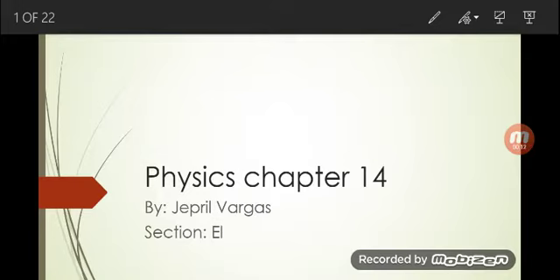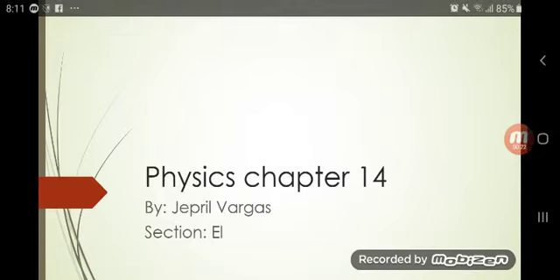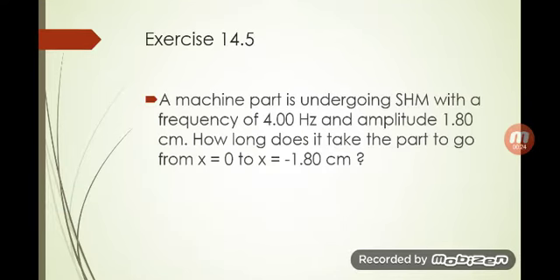Physics, which is periodic motion. So let's first move on to the first problem. But first off, let's explain what periodic motion is. Periodic motion is simply the motion that goes through a period of time, and it repeats itself.